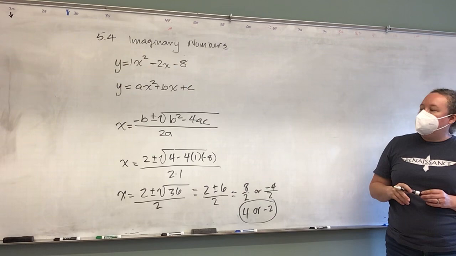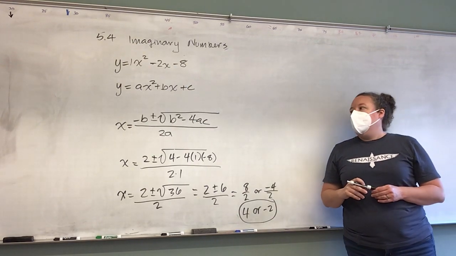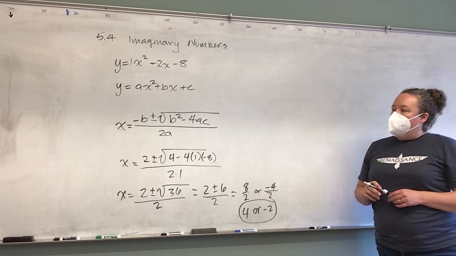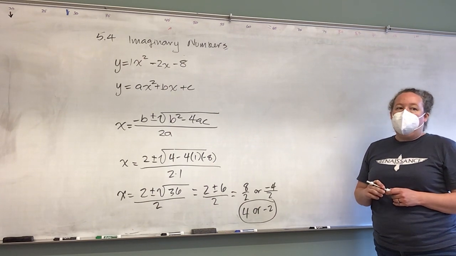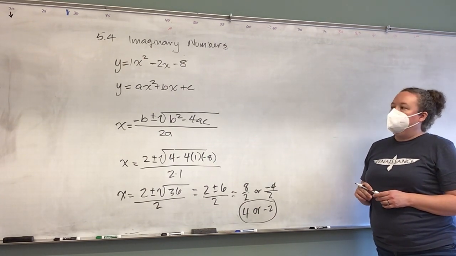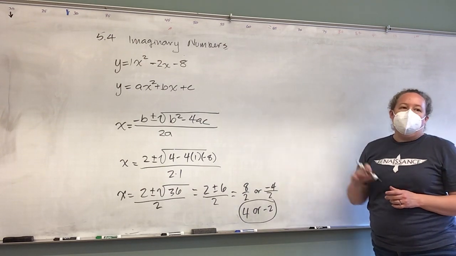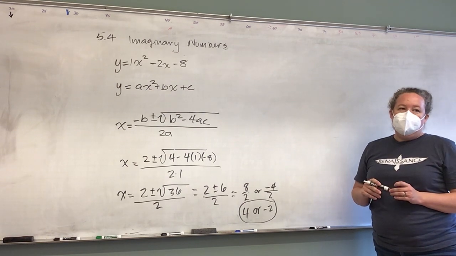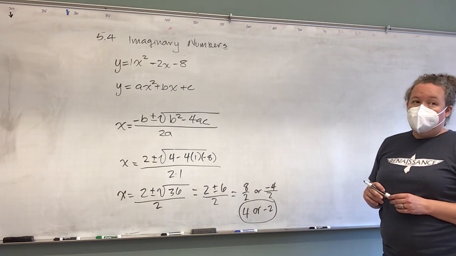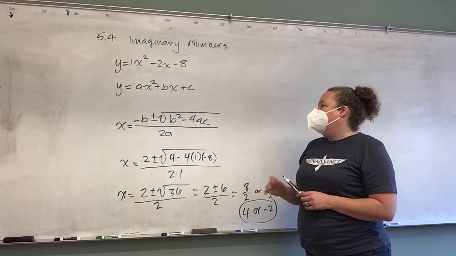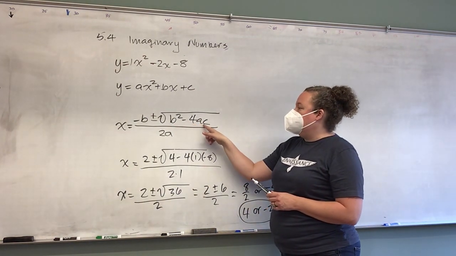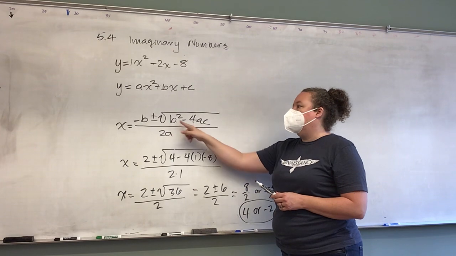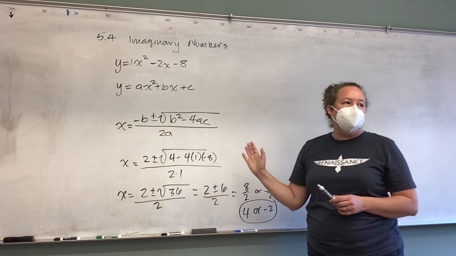So based on what we just talked about, for imaginary numbers though, Taylor, when might I end up with imaginary numbers or complex numbers when using the quadratic formula? If 4 times a times c is more than b squared, we're going to be subtracting a bigger number from a smaller number, and now we're trying to take the square root of a negative number.